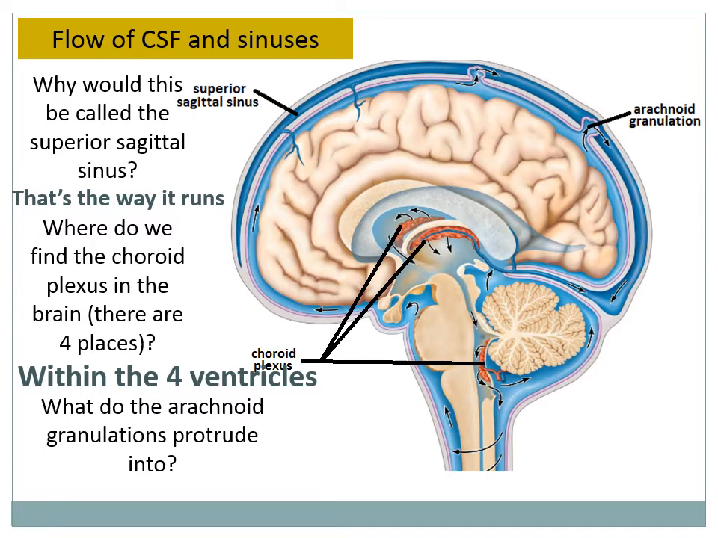Notice that we have some arachnoid granulations. Looking at those, what do the arachnoid granulations protrude into? Yeah, they protrude into the superior sagittal sinus, where we can actually be exchanging some of those nutrients and some of those fluids between the veins and the cerebrospinal fluid.